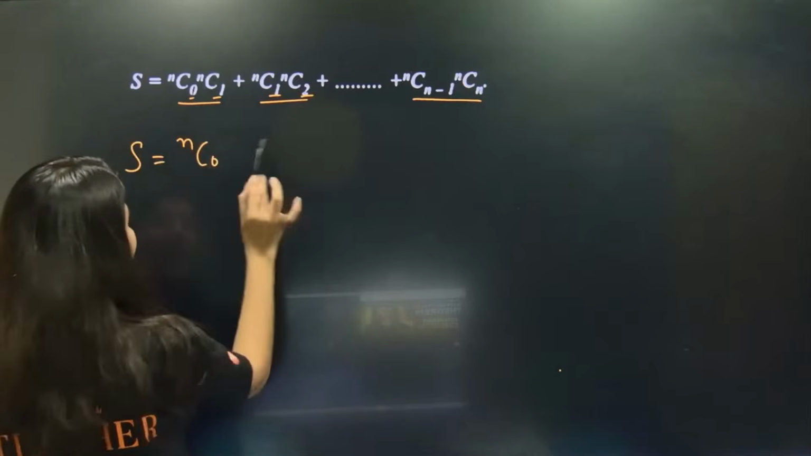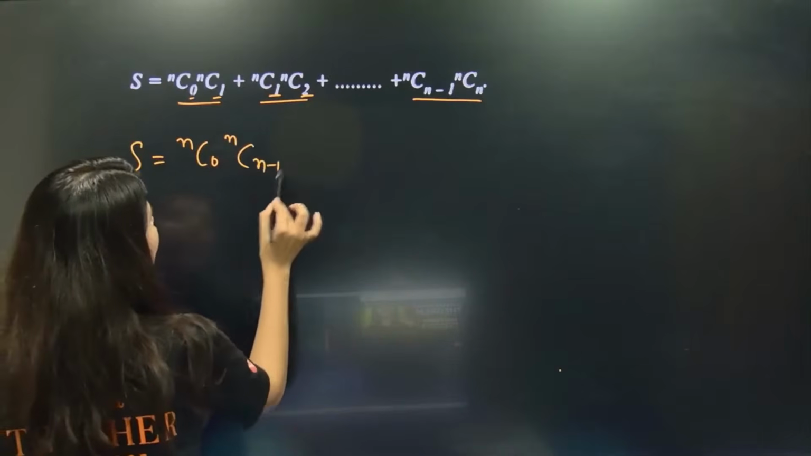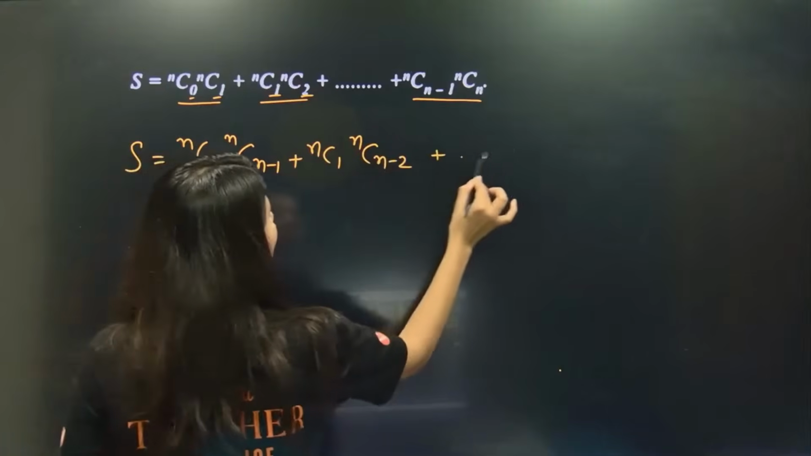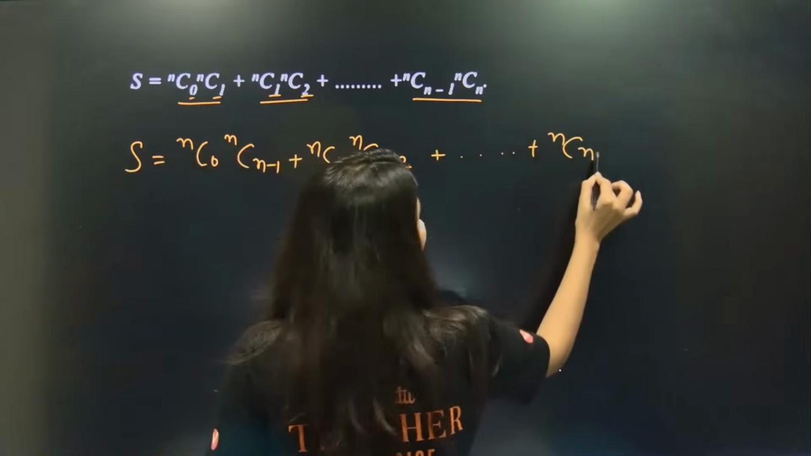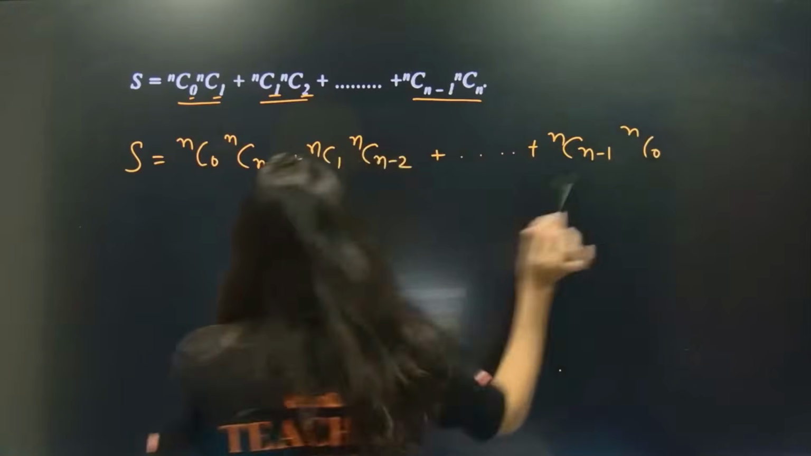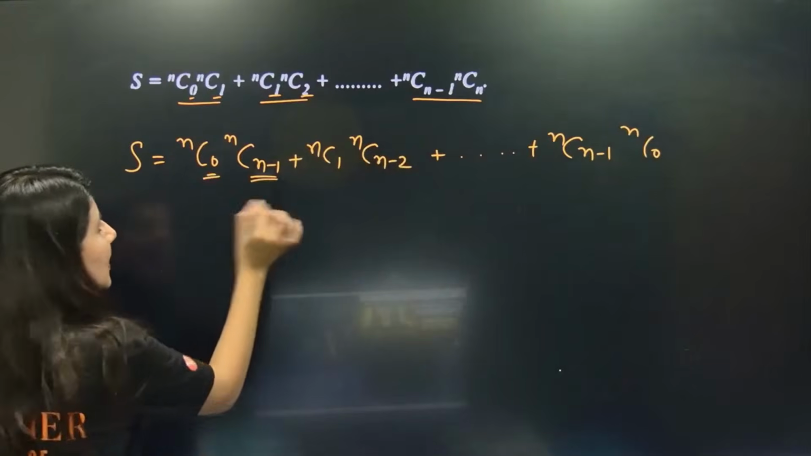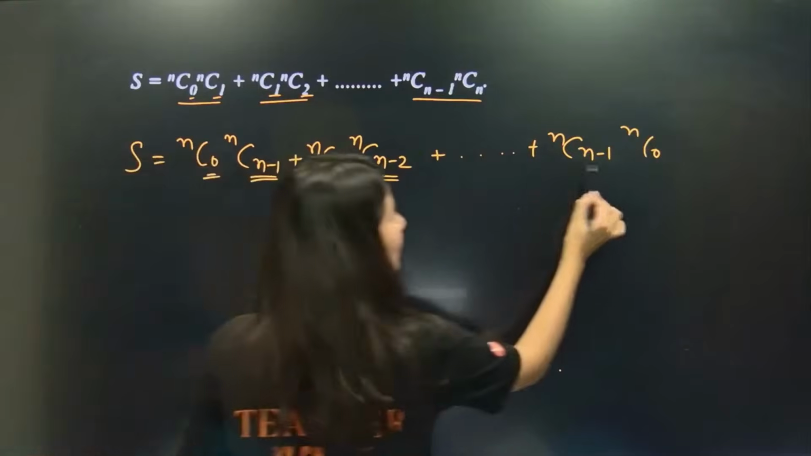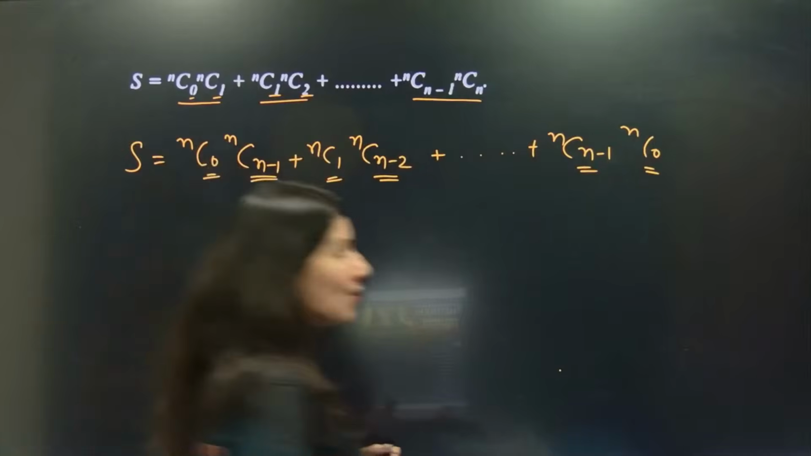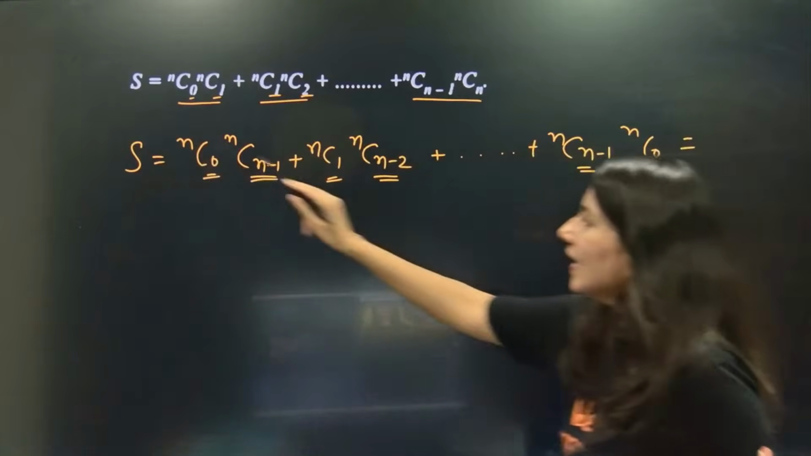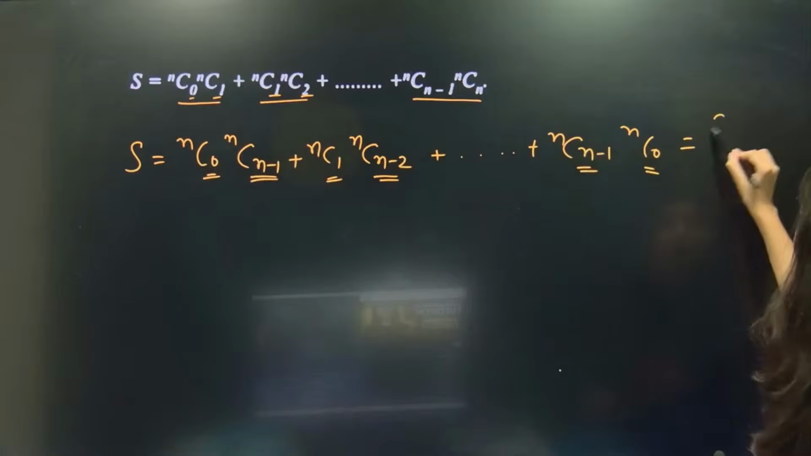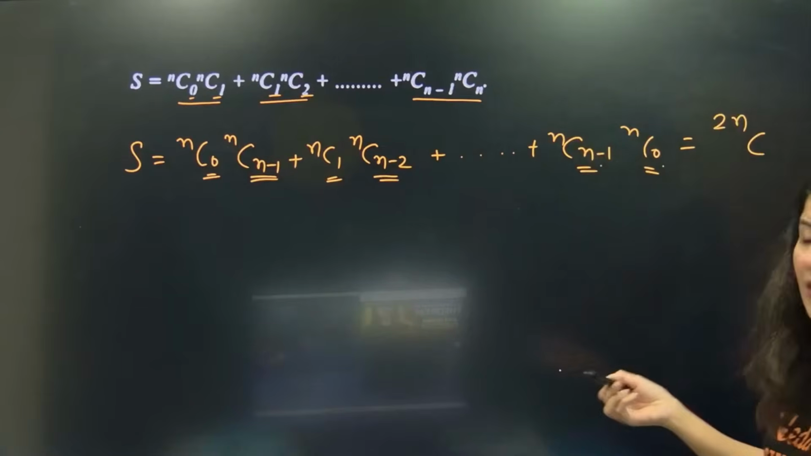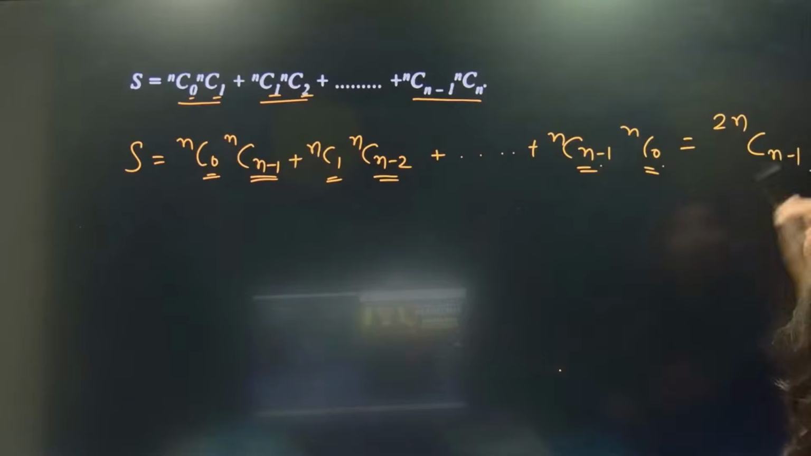nC0, I am keeping it as it is, this is nC(n minus 1), plus nC1, keeping it as it is, nC(n minus 2), and all the way up to nC(n minus 1), keeping it constant, nC0. Now can you see the sum of lower indices? n minus 1, n minus 1, n minus 1. Good news. So the final answer will be what? n plus n, 2n. So add these two, and then the constant lower index, which is n minus 1.